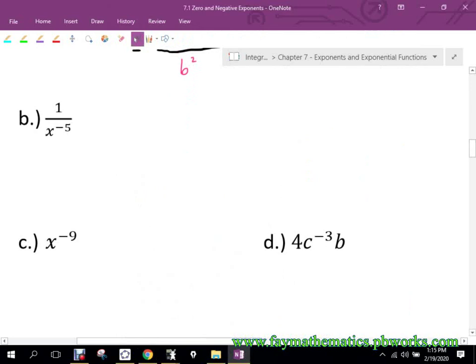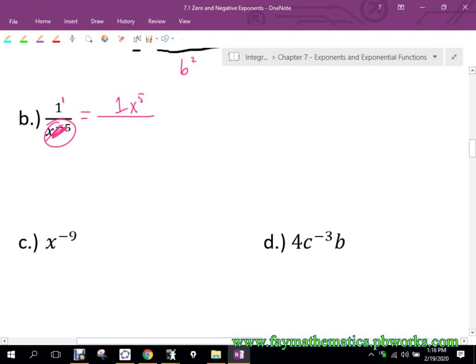Okay, now let's look at the next one. What's the exponent that goes with this 1 here? It's 1, right? Is that positive? So it stays put. 1's going to stay there. Okay? Now we go to the bottom. x to the negative 5th. Is that positive or negative? Negative. So where does it go? Goes to the top. Okay?